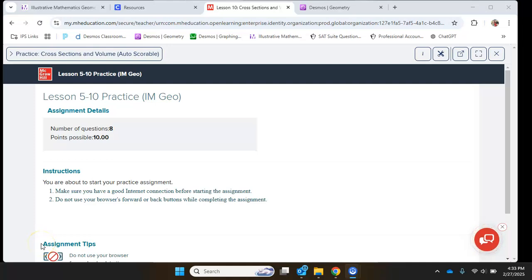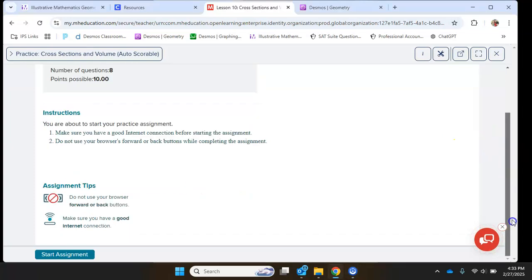Lesson 5-10 Practice: Cross Sections and Volume. Question 1.